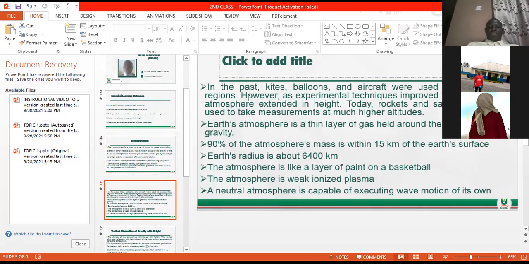Now, we said Earth's atmosphere is a thin layer of gas held around the surface by gravity. And we said that 90% of the atmosphere's mass is within 15 kilometers of the Earth's surface. Please note all these points. It might come out in your TMA. Then we said that Earth's radius is about 6,400 kilometers. We also say that the atmosphere is like a layer of paint on a basketball.